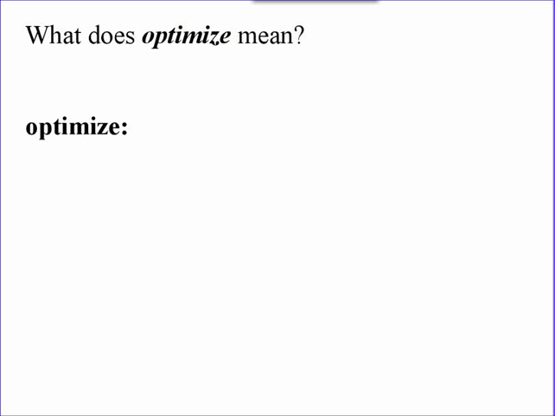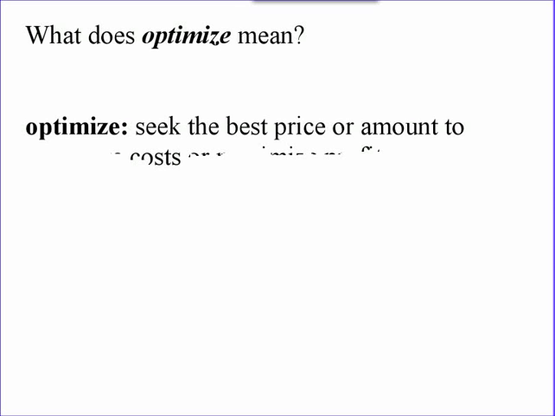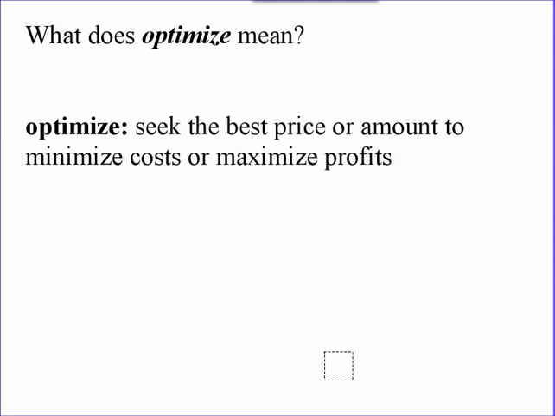Okay, and so in math, we have a mathematical definition. It goes along the same lines. You're seeking the best price or amount to minimize cost or maximize profit. So you're getting the most out of something, making it the highest it can be. And so that's what we're going to do. We're going to look at a story problem that deals with that. So to optimize is to seek the best price or amount to minimize cost or maximize profits.